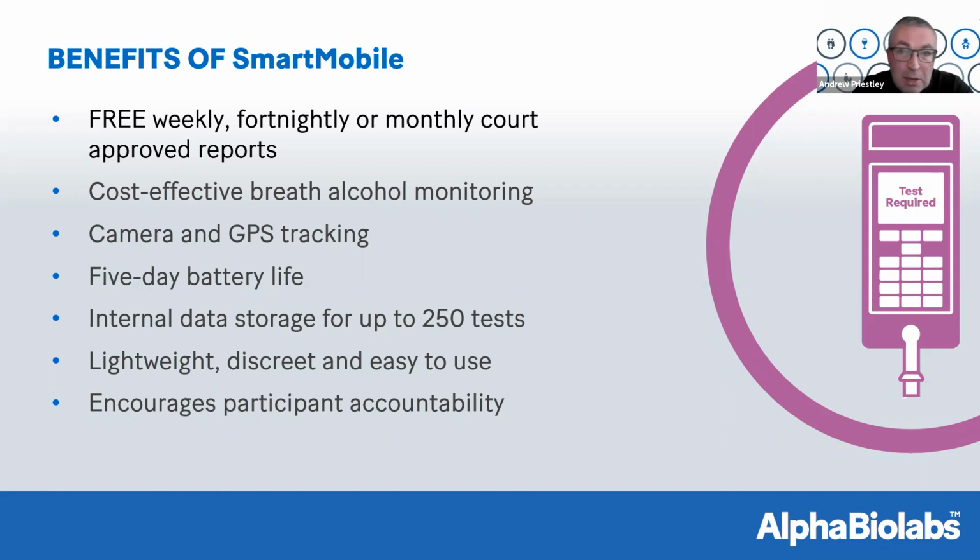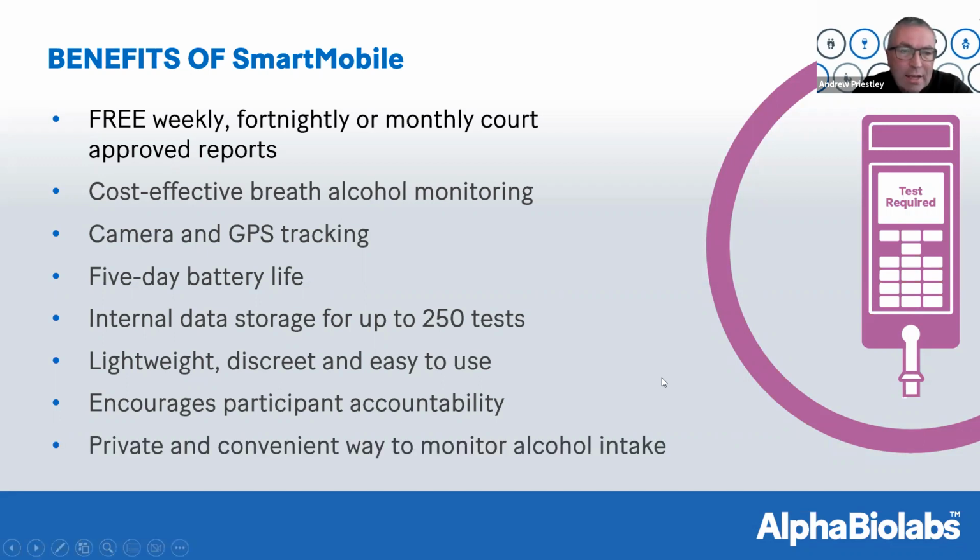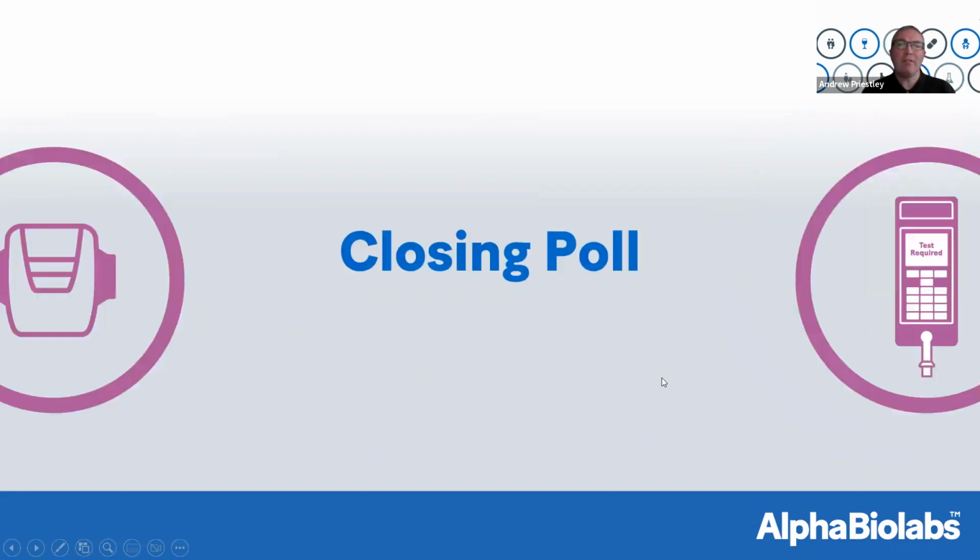It's got a camera and the GPS tracking, as Ashley mentioned. 5-day battery life, which is a good amount of time. Internal data storage for up to 250 tests. It's lightweight, it's discreet and easy to use. And it does encourage participant accountability. So like with SCRAM, it's proven to work. Also, it's private and convenient for alcohol intake. That was the last bullet point there, I missed that, apologies.